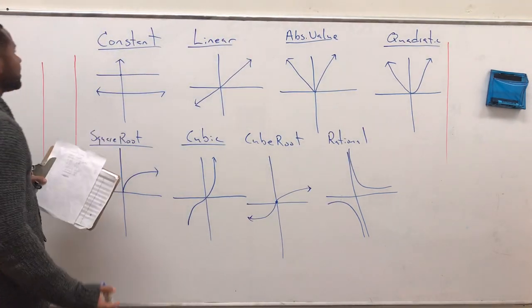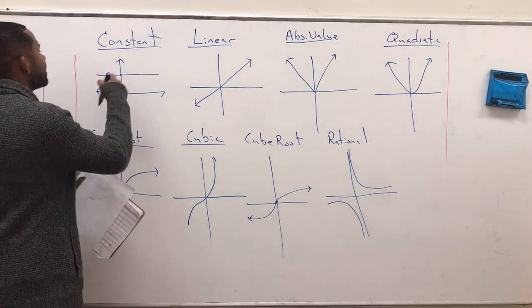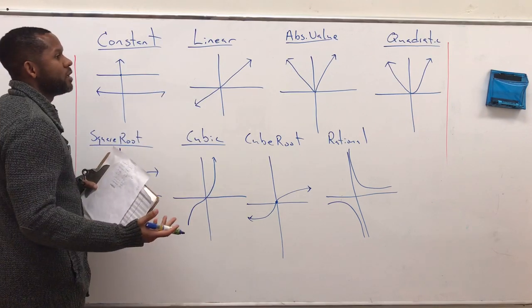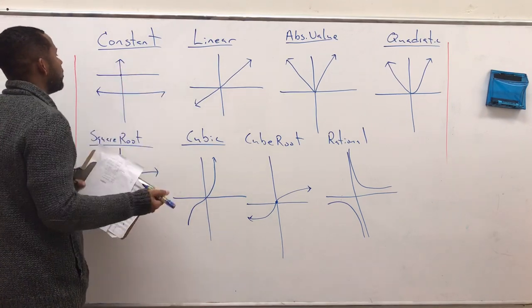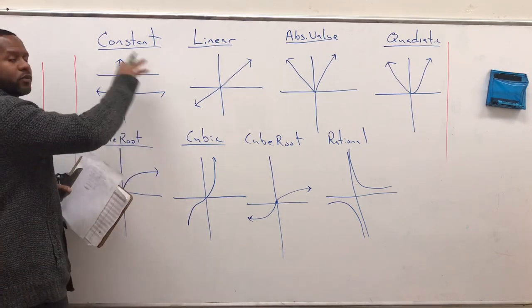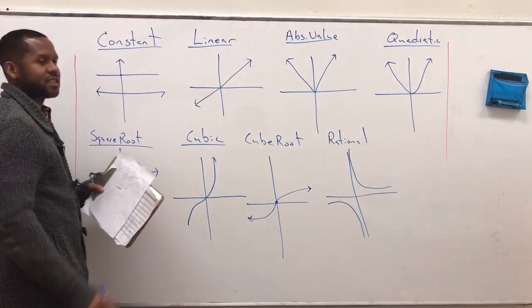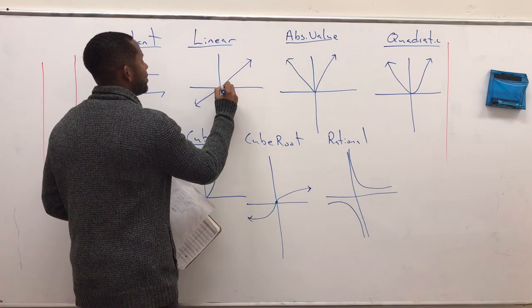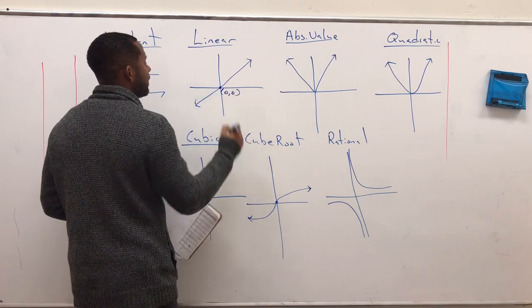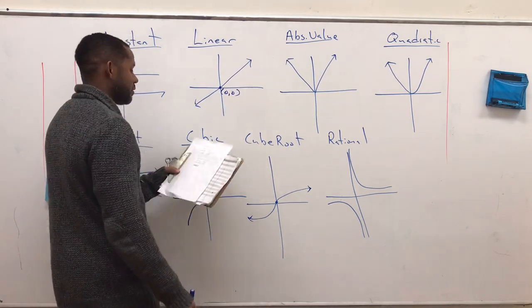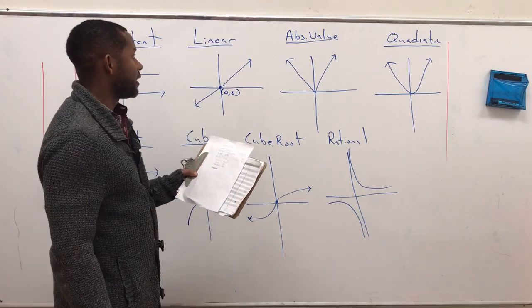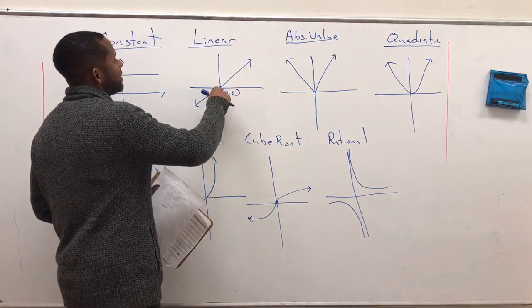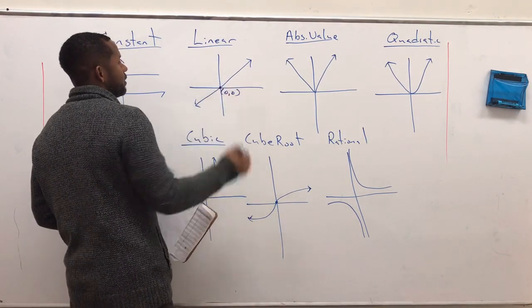Alright, constants, key points. Constants don't really have any key point, because it's constant. They're all the same point for the y values or the x values. So you don't have to really worry about any key points for constants. For linear, the key point is right here at 0, 0, the origin, right? So that's your key point, 0, 0, the origin for linear. That's where kind of the reflection happens. It's kind of like the middle point of it, okay?